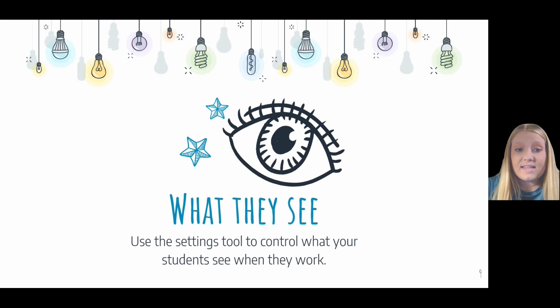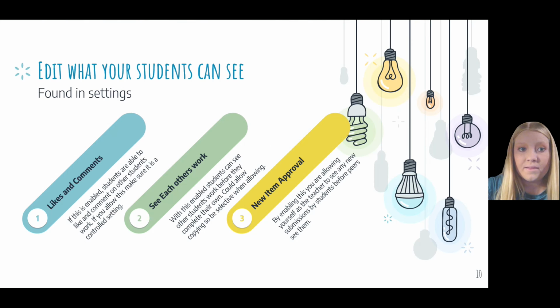So what students see. You use the settings tool to control what students see when they are on Seesaw. So what your students can see is what you can edit, and that's seen in settings, just like I said. So students can do likes or comments. If it's enabled, they are able to like and comment on other students' work. And if you allow this, you have to make sure it's a controlled setting because students could copy or things could be said that you don't want, so you need to make sure you're monitoring it.